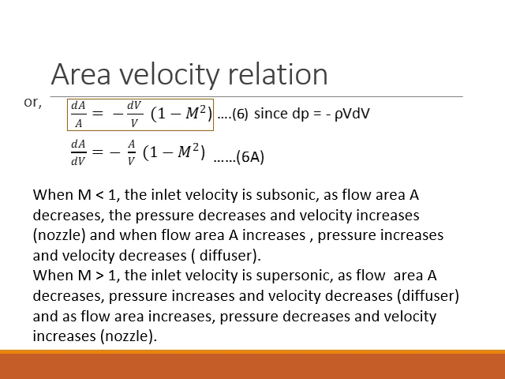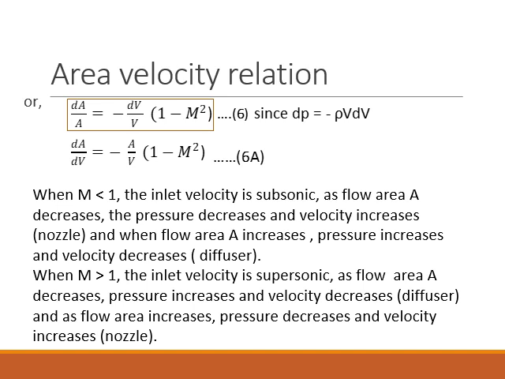Writing in a different way, we can say dA upon dV equal to minus A upon V into 1 minus M square. Thus, we can conclude that when Mach number is less than 1, that is, inlet velocity is subsonic, as flow area A decreases, the pressure decreases and velocity increases. It works as a nozzle. And when flow area A increases, pressure increases and velocity decreases. It works as a diffuser.